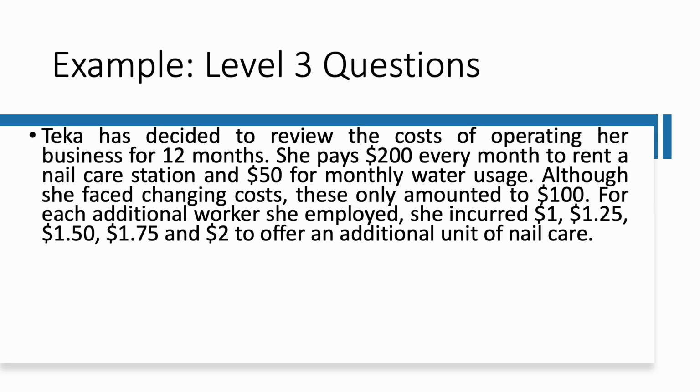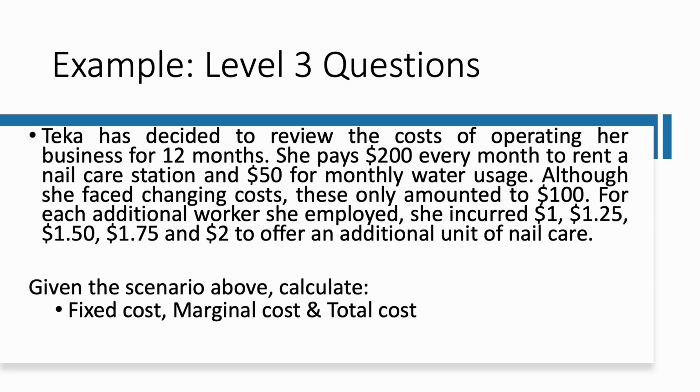Although she faced change in cost, these only amounted to $100. For each additional worker she employed, she incurred $1, $1.25, $1.50, $1.75, and $2 to offer an additional unit of nail care. Given the scenario above, calculate fixed cost, marginal cost, and total cost.